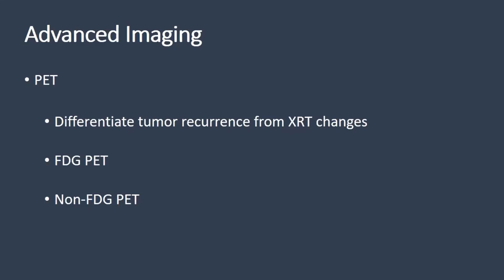Regarding additional advanced imaging other than MRI, you have PET, and what it usually is used for is to differentiate tumor recurrence from XRT changes. You can have PET, which is FDG avid, or non-FDG PET avid. The non-FDG PET imaging is really with amino acid tracers and is still experimental. The FDG PET is not typically used to distinguish primary neoplasm from metastasis in the brain, but can serve to basically help in determining if you have recurrence or radiation.